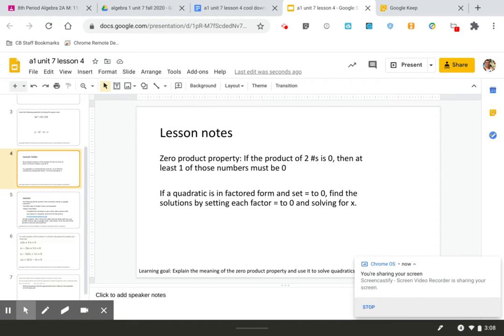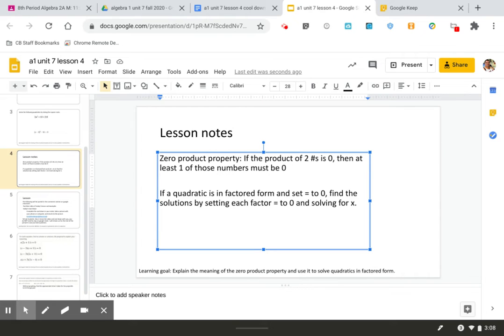All right, so today we are doing lesson 4 of Algebra 1, Unit 7. Remember, we're kind of bouncing around in Algebra 1, Unit 7 to make sure everyone's ready for Unit 2. Yesterday we talked about how to solve quadratics by taking square roots. Today we're going to talk about something called the zero product property. And this is something that you probably knew already. You just didn't know you knew it.